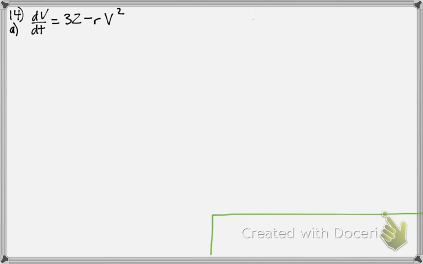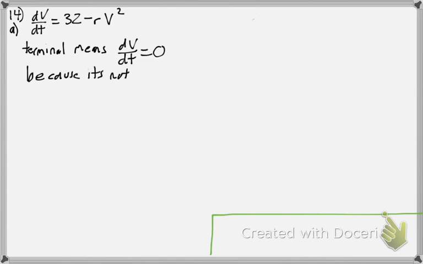So that's our function. It says if the terminal velocity for a bullet is 1,600 feet per second, find the drag coefficient r. So first of all, terminal velocity, that's another way of saying that dv over dt is equal to 0 because it's not changing, meaning it reaches terminal velocity and the velocity no longer changes.